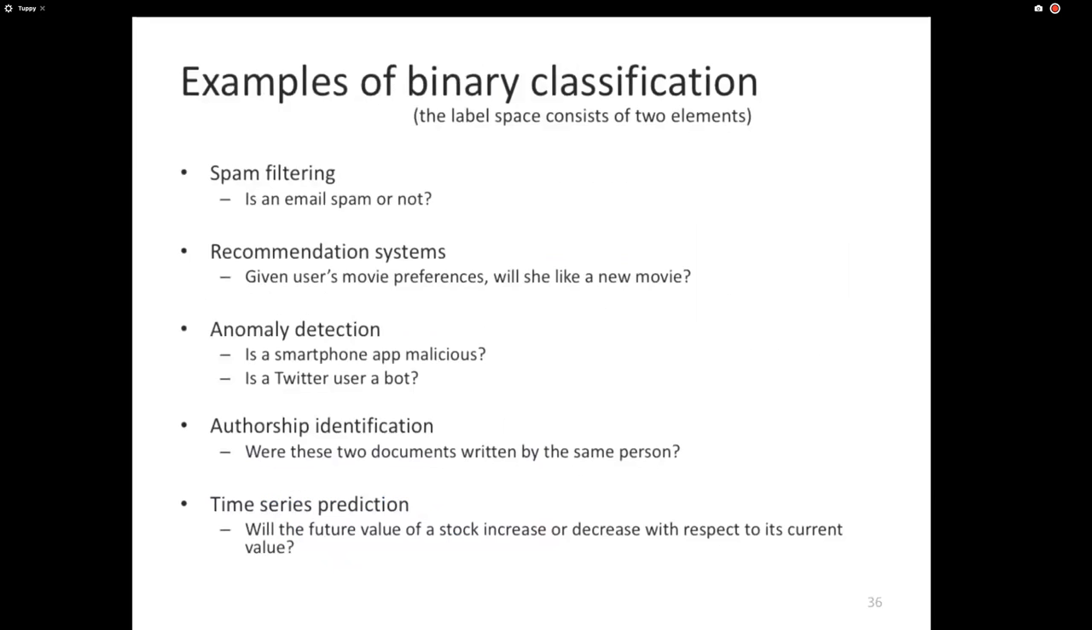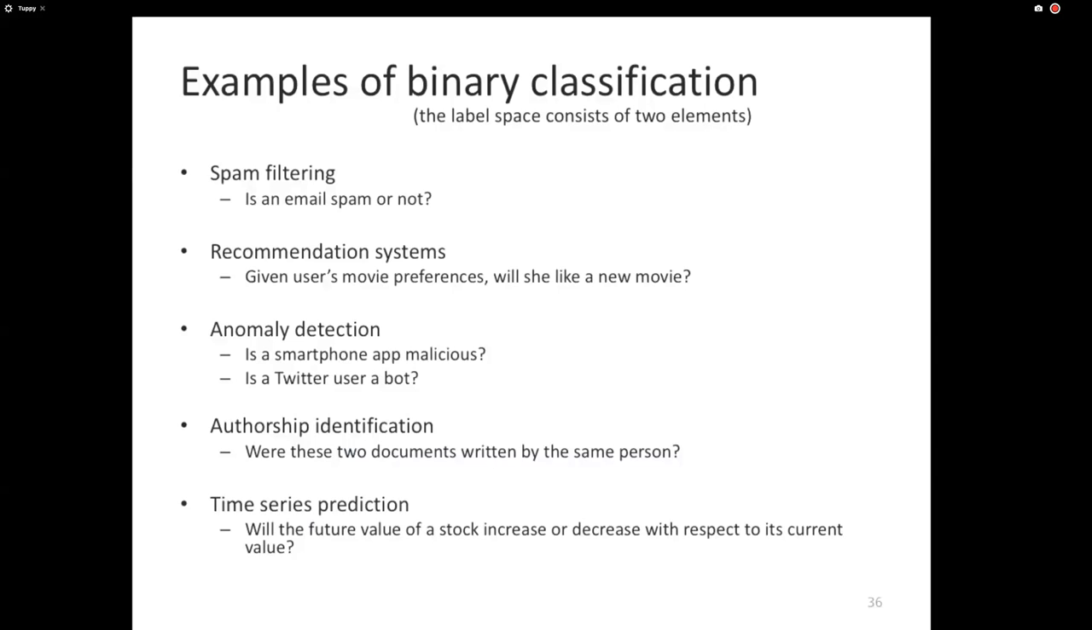While you're thinking of questions, let me give you some examples of binary classification. Just to remind you, binary classification is the case where you have two things in the label space, a plus or a minus, 0, 1, true, false, win, loss, what have you. So spam filtering is a common example. The instance space consists of all possible emails. The label space consists of spam or not spam.